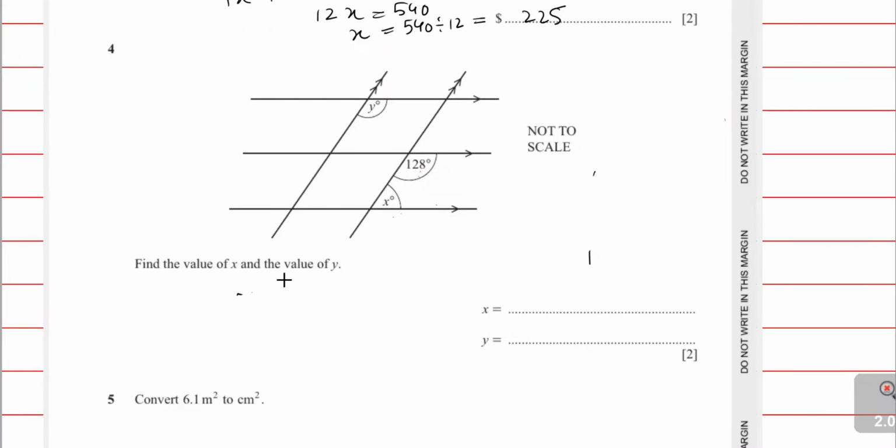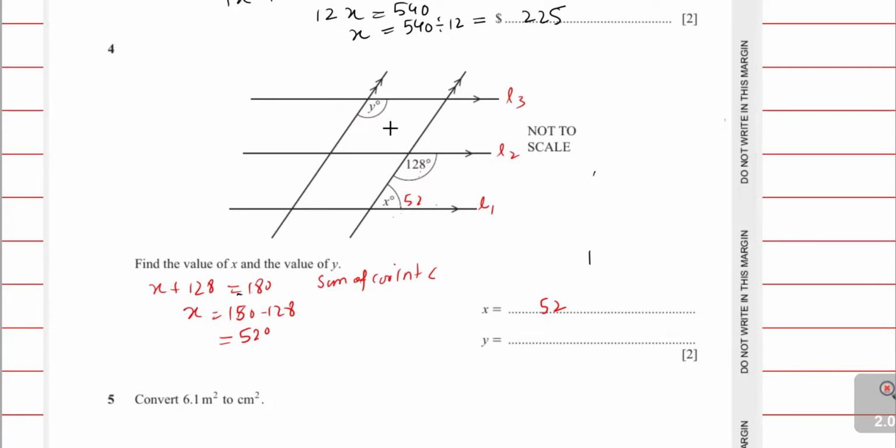Question number 4. Find the value of x and y. Look here, here are three parallel lines. We name them L1, L2 and L3. Co-interior angle between two parallel lines L1 and L2. Here are x and 128 degree, and x plus 128 degree will be equal to 180 because the sum of co-interior angles of parallel lines equals 180. Therefore, x will be equal to 180 minus 128. This will be equal to 52. And this angle x is 52.